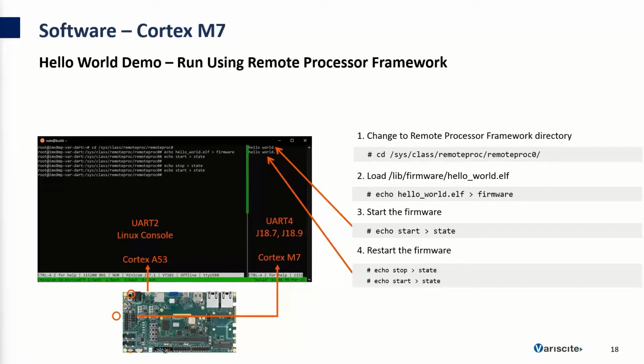And each time we run start, we can see that hello world is printed on the Cortex-M7 console on the right. We'll look at this in more detail later as we look at how to debug firmware using Microsoft Visual Studio Code.